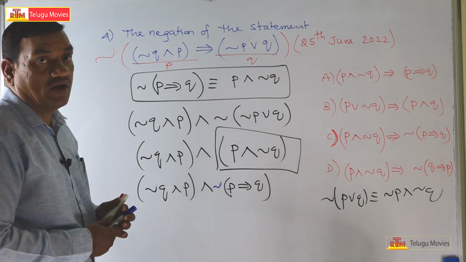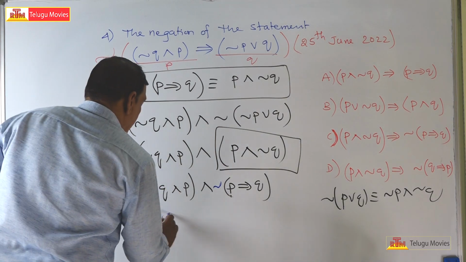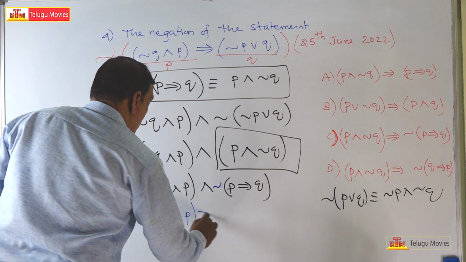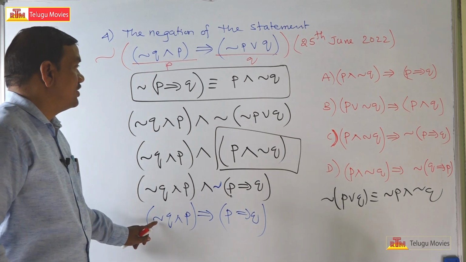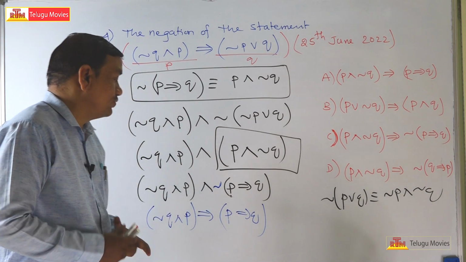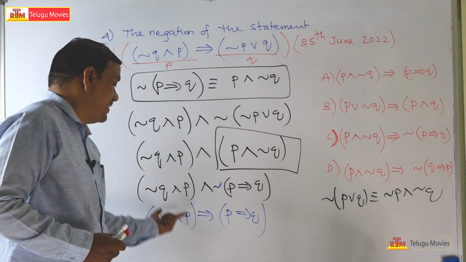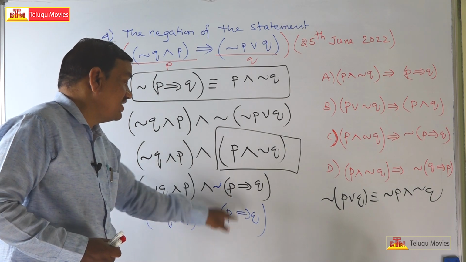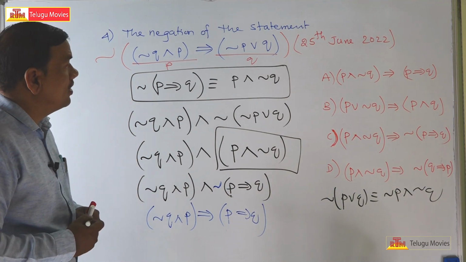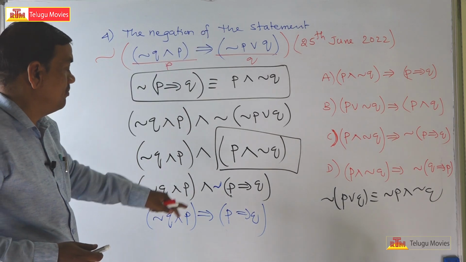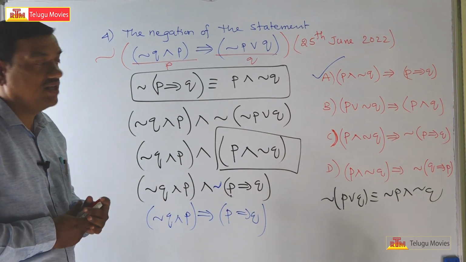So if you observe, again if you convert it into that form, this is nothing but negation Q and P implies Q. See here, both are same. So this is nothing but the P statement as it is, and for the second statement, negation. So from this negation Q and P implies Q, option A is the correct answer. Logically, option A is the correct answer.